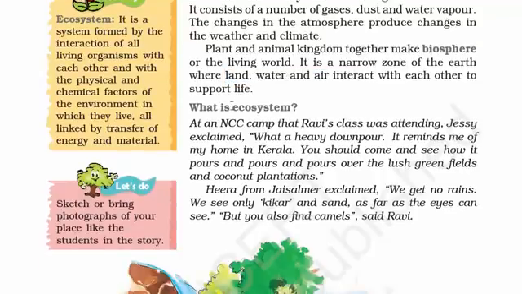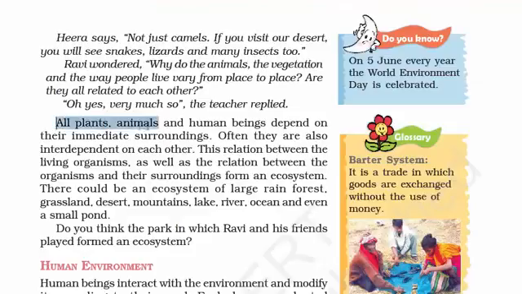Now let's try to understand the meaning of ecosystem. All plants, animals and human beings depend on their immediate surrounding.